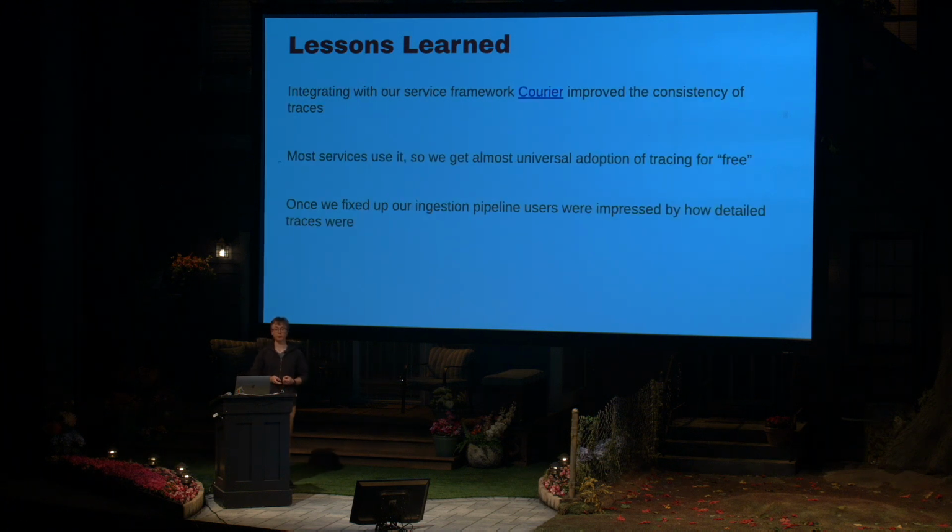Next up, one thing we learned was that because we integrated tracing into our service framework, the framework that we use for all services at Dropbox, we got really consistent, really good traces right off the bat. Pretty much everything uses this framework. We got universal adoption of tracing basically for free. If you deployed with Courier, which you were highly encouraged to do, you could go to tracing right after you deploy your application and see traces filter in. This basically prevented us from having to chase people down to add instrumentation to their systems. If they deployed as they should be deploying, we got it for free.